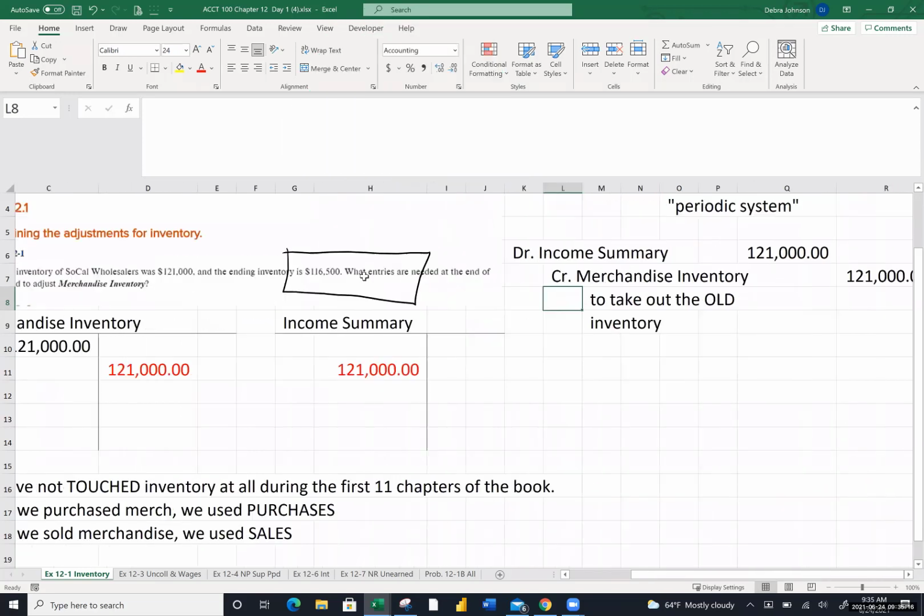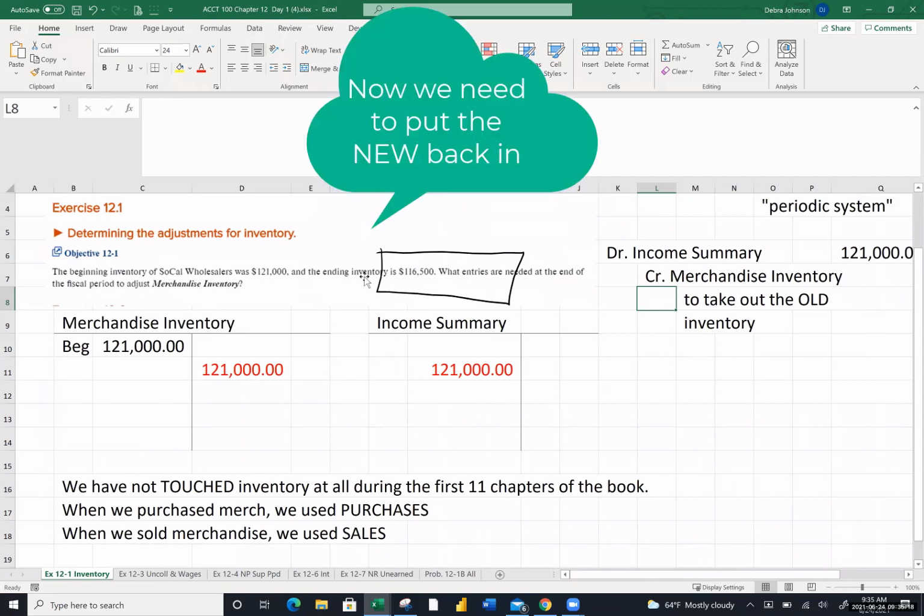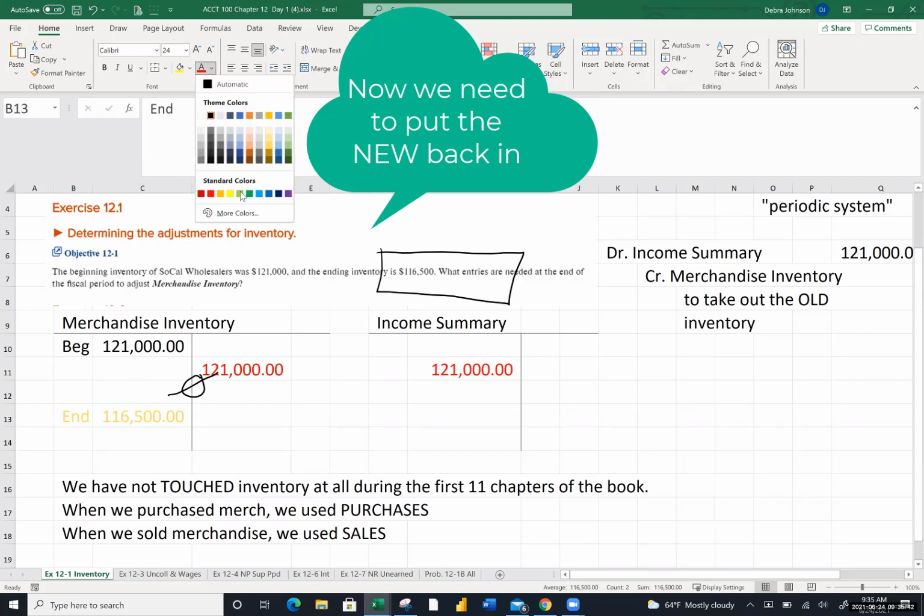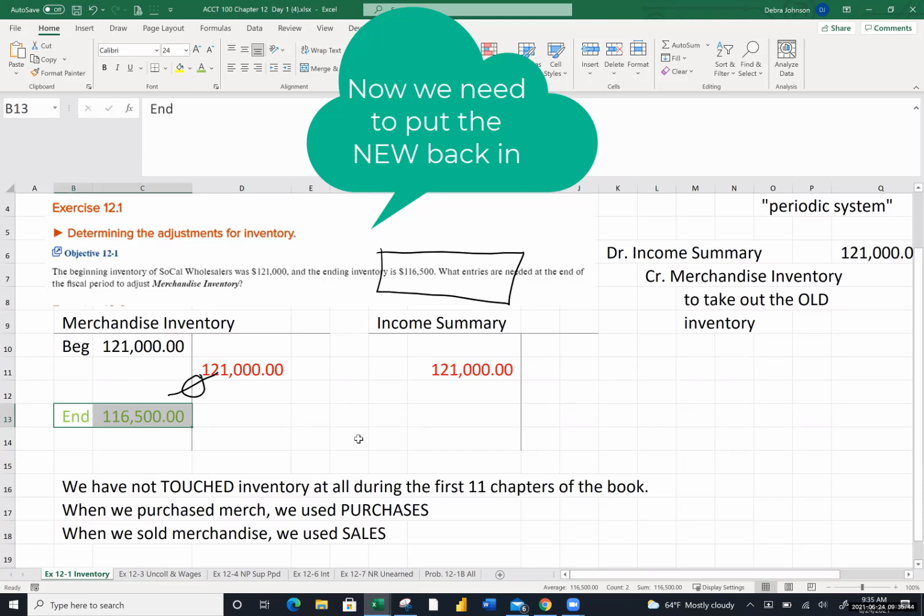All right, if I go back to my T account, notice this now has a 0 balance in it. Okay, perfect. I've now wiped out my old. They said the new count was 116,500. So I'm going to put that 116,500 back in here. And I'm going to make that a different color in your notes. At least I'm going to hope to, so that you can see what's going on.